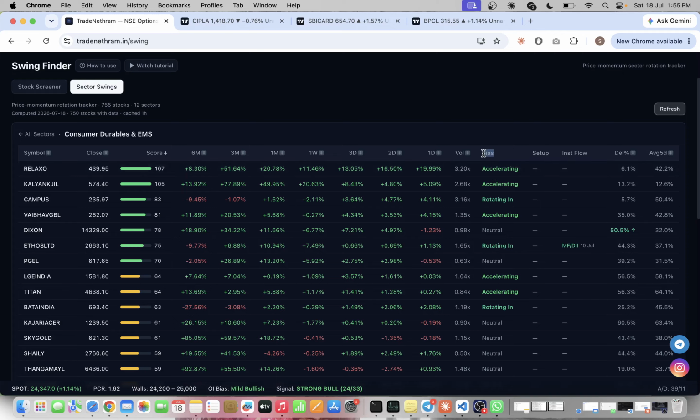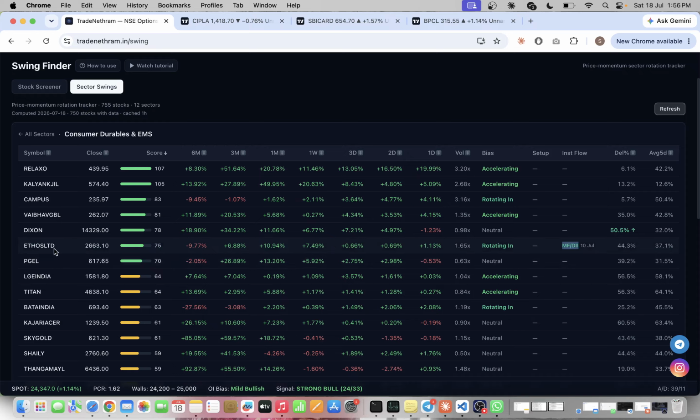And there is a bias section. What is the bias section? It will decide, based on big money putting in their positions or sector rotation, if the price momentum is accelerating or rotating, right? If you see here, Ethos Limited, you can see the money is being rotated, right? So investors are coming in and putting their money here. This is the institutional flow that I would be looking for. You can see on the 10th July, some mutual funds or DIIs bought this stock.